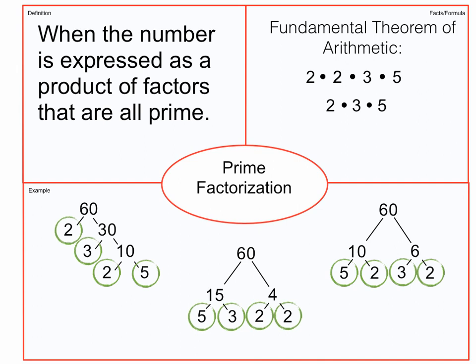So there's no other number that's going to have the prime factorization of 2 squared times 3 times 5. That belongs only to 60 and to no other number.